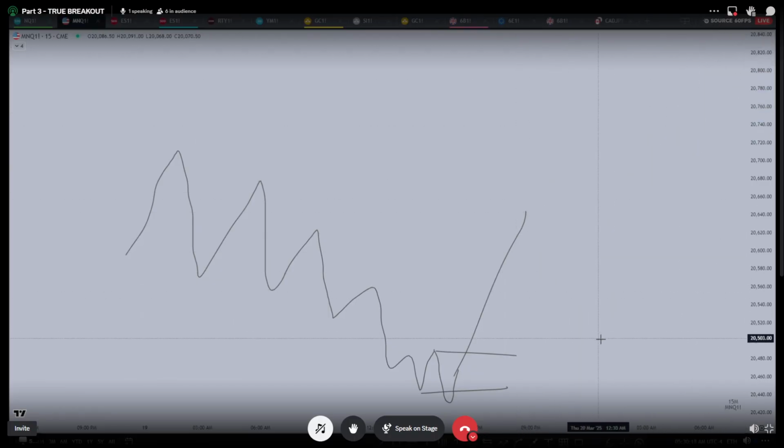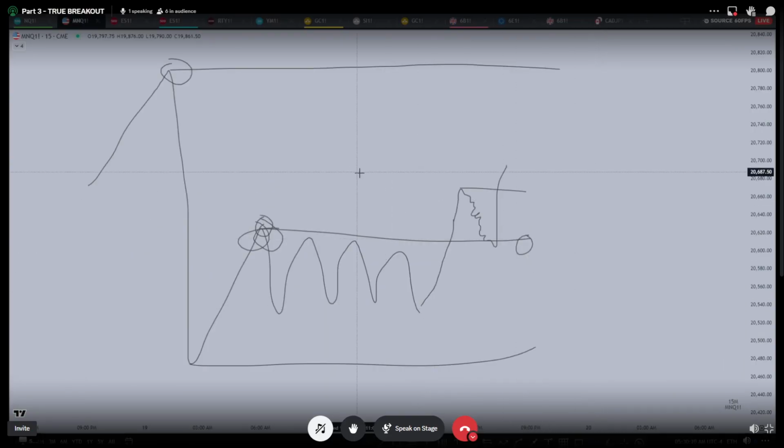Vice versa for bearish order flow. Bearish order flow is when price rejects highs, uses highs as a point of interest, as a sponsor for the move, as a fuel.